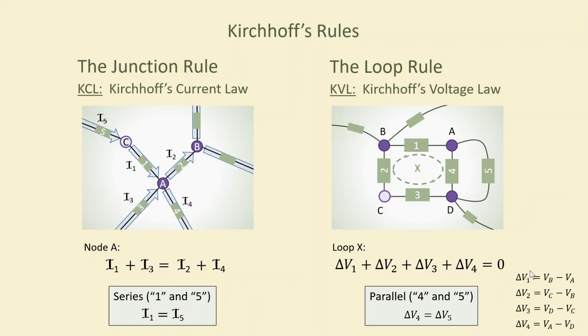It's interesting to note that the junction rule is an extension of a series connection. You'll see at junction C, the current I5 comes in and I1 goes out. So that just means that I1 and I5 are the same. And in series, we say that the flow is the same. And the loop rule is an extension of parallel connections. Our loop X, instead of going through item 4, could have gone through item 5. So we get that in parallel, items 4 and 5 have the same voltage drop.